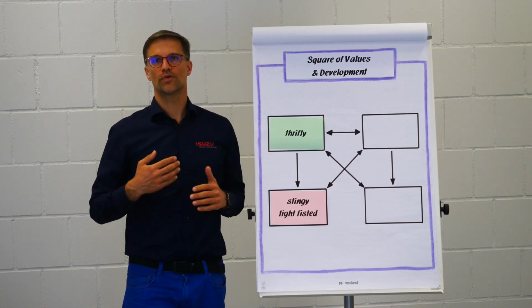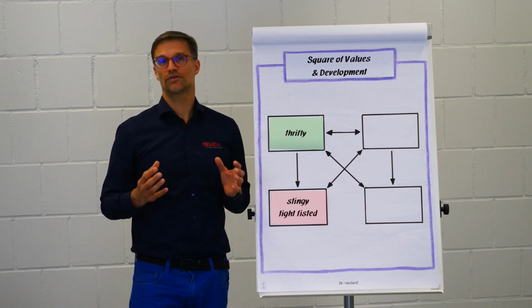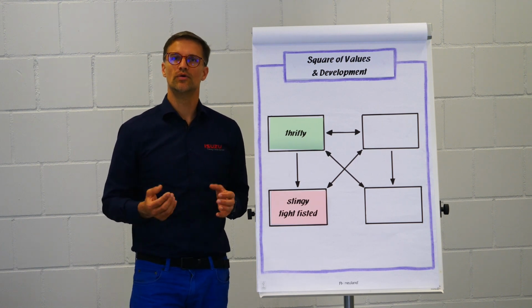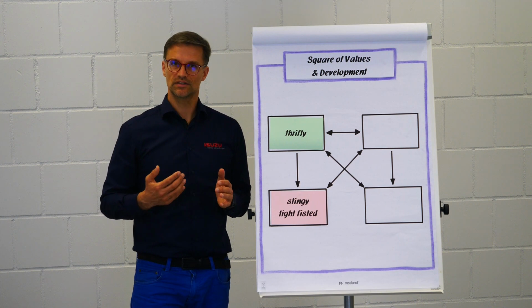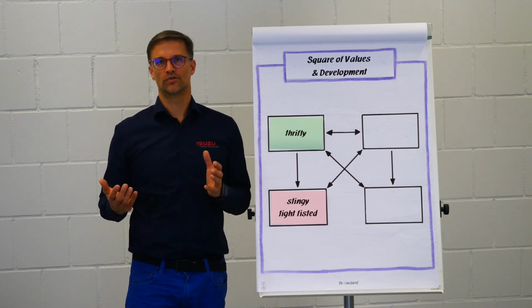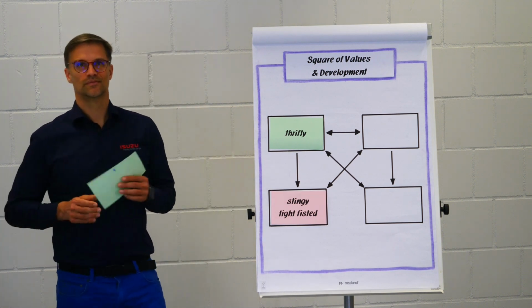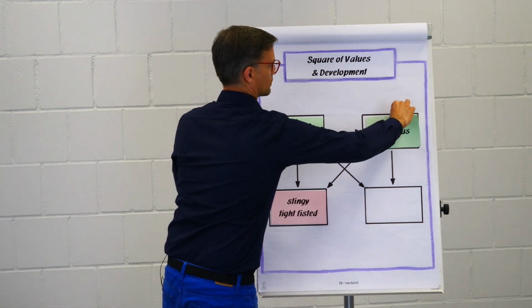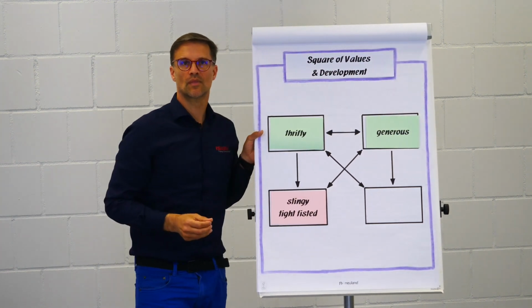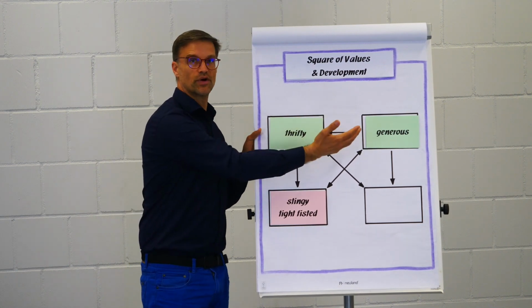For thriftiness to appear really positive, in order to shine properly, it needs a positive counterpart, a positive counter value, which positively complements the quality thriftiness in the square. The positive counter value should be generous. Thriftiness can only shine when it is complemented by generosity.